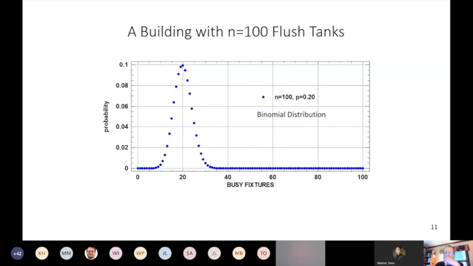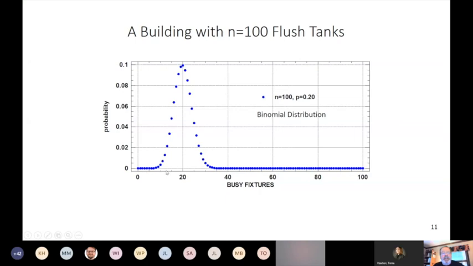So let's see how Hunter thought about this problem. And I'm going to pick on the flush tanks, the flush tank toilets. And I'm going to assume we're dealing with a building that's got 100 of them. And remember from the previous slide that the probability of use during the peak hour was about 20%. Well, it turns out that we can build a binomial distribution that tells us the number of busy fixtures, in this case, flush tanks, during the peak hour.